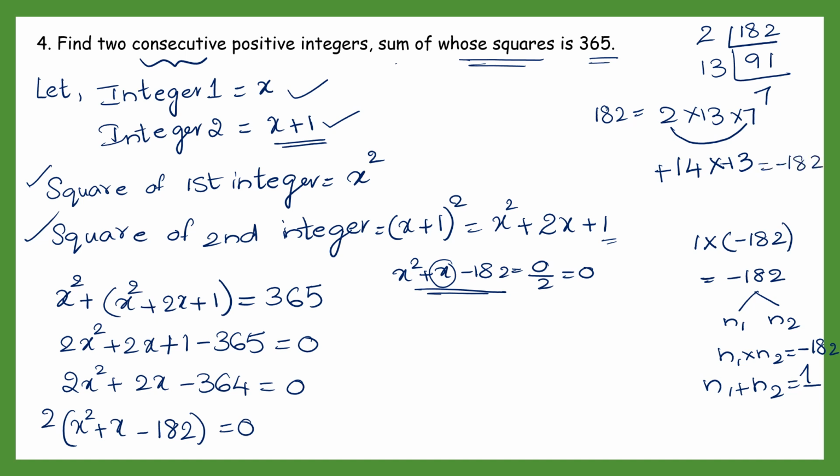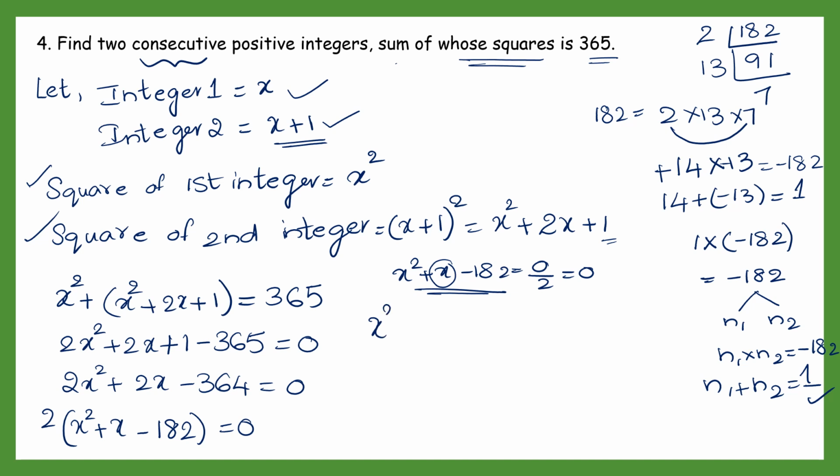So the product is okay. Then let's find the sum. 14 plus minus 13 means what? Plus into minus is minus. So 14 minus 13 is 1. So the sum is also satisfied. So the two numbers you should consider are 14 and minus 13.